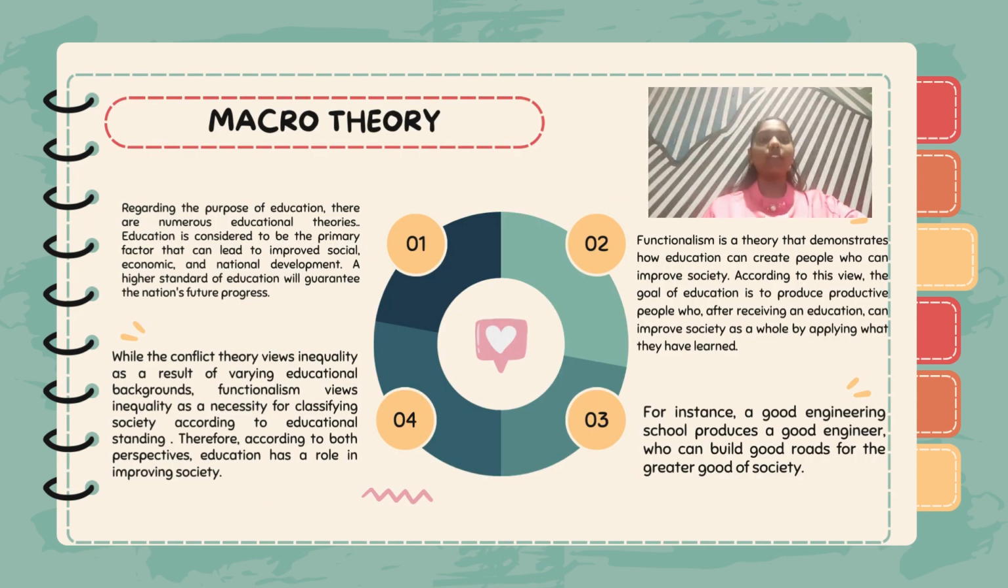In this, there are three types of educational theory. The first theory is macro theory. Regarding the purpose of education, there are numerous educational theories. Education is considered to be the primary factor that can lead to improved social, economic, and national development. A higher standard of education will guarantee the nation's future progress.